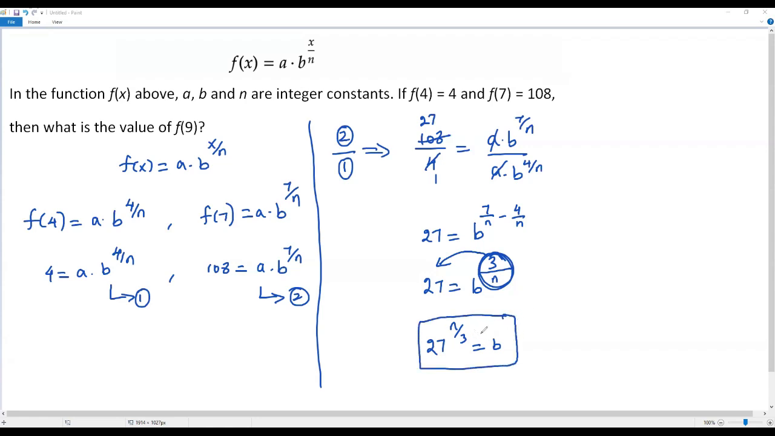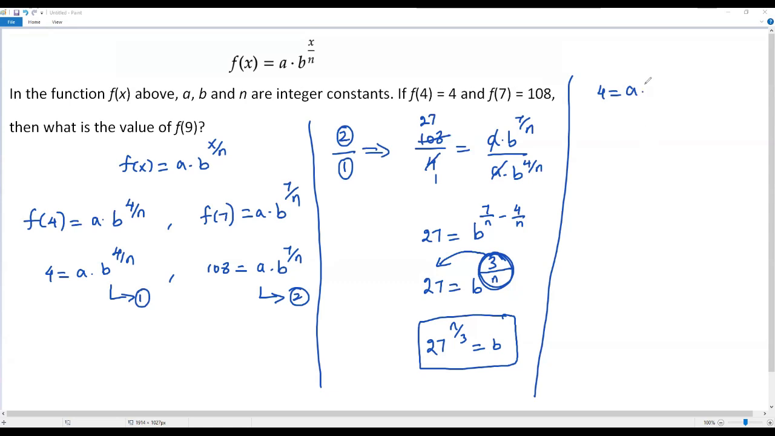Now what we can do is plug in the value of this b either in the first equation or in the second equation to solve for a. I am going to plug in this value for b into the first equation. Let me do it over here. Then I am getting 4 equals a times, and for this b, we can plug in 27 to the power of n over 3.